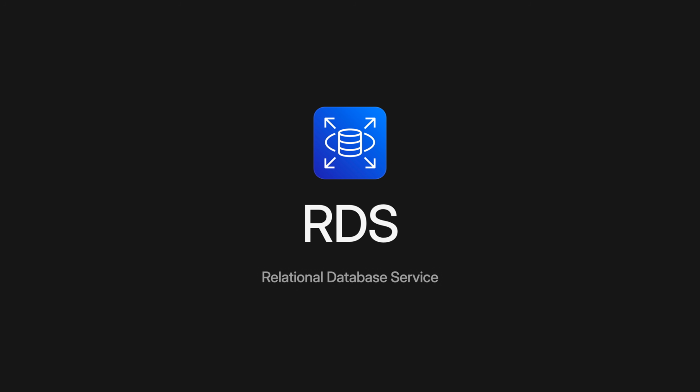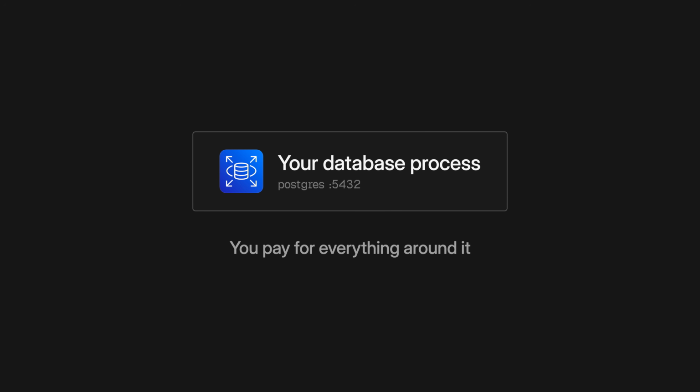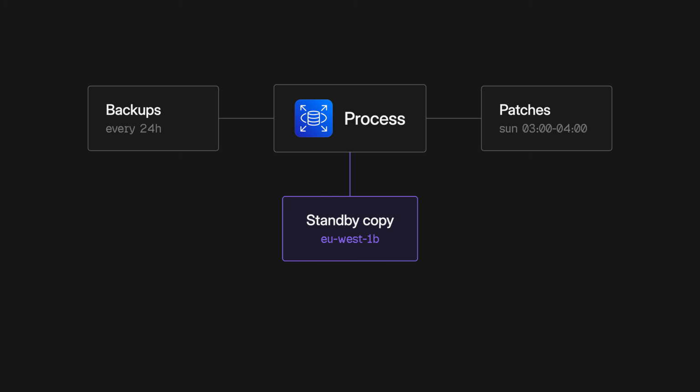RDS, the Relational Database Service, is a normal Postgres or MySQL process running on an EC2 instance that you cannot log into. You get a hostname and a port, and you connect like you would to any database. What you pay for is everything around that process. RDS takes backups on a schedule and applies patches during a maintenance window. And if you turn on multi-AZ, it runs a second copy in another availability zone. Every write goes to the primary and to the standby at the same time, and your transaction is confirmed only when both copies have it on disk.